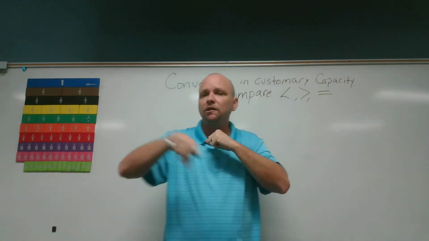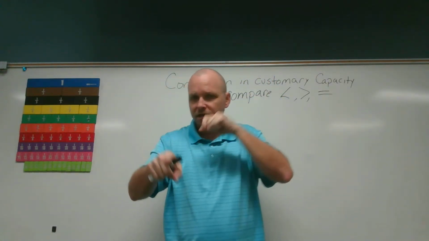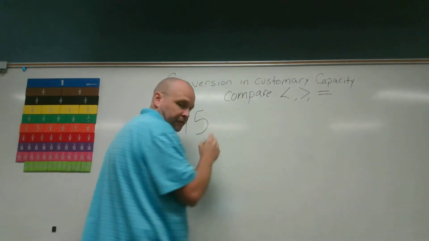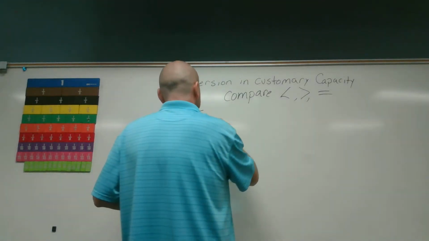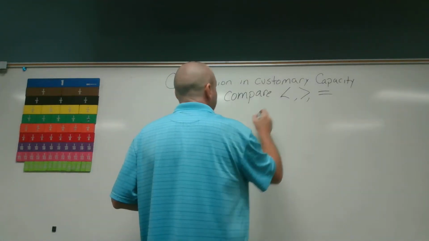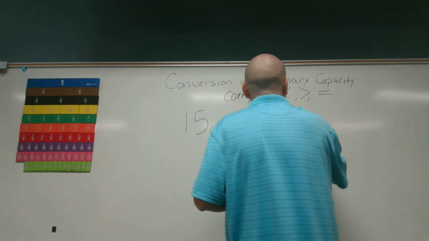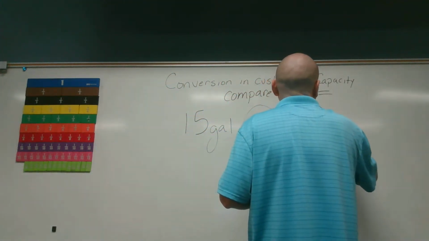So let's look at our first example. Well, we'll have a victim in a minute. Oh, what? You mean... I mean somebody who's going to help me. Yeah. 15 gallons and 120 pints.